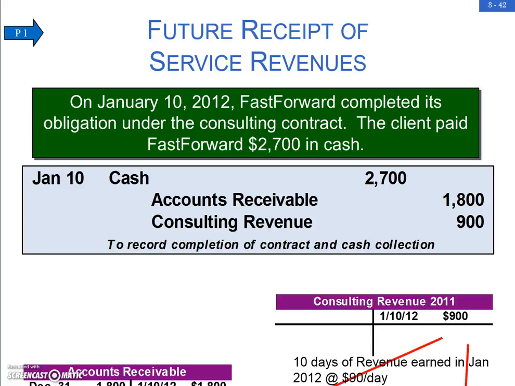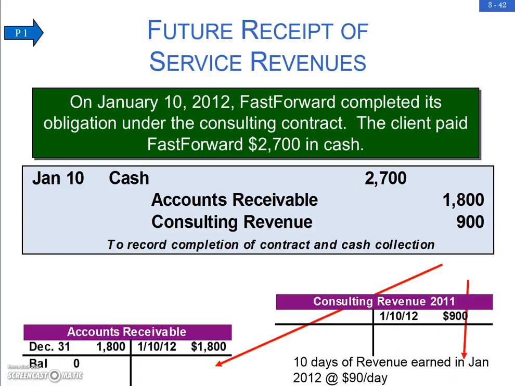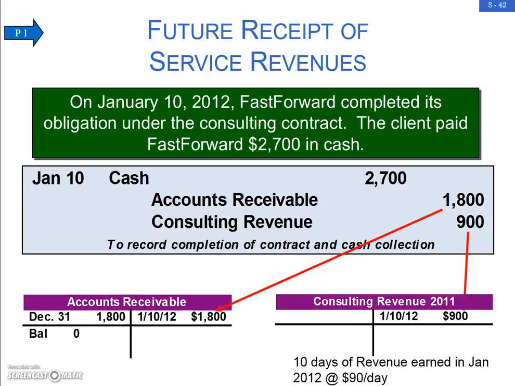This is what that journal entry looks like, and I'm putting up the posting of those amounts as well. So we're going to debit our cash account $2,700 when we receive the cash on January 10th. We're going to credit the accounts receivable to show that our client no longer owes us the $1,800 from what we earned last year. And we're going to credit revenue for $900 for the 10 days at $90 a day that we earned in 2012. And I'm sorry, that should say 2012. I've got to correct that slide.